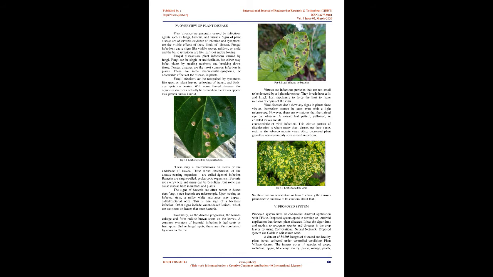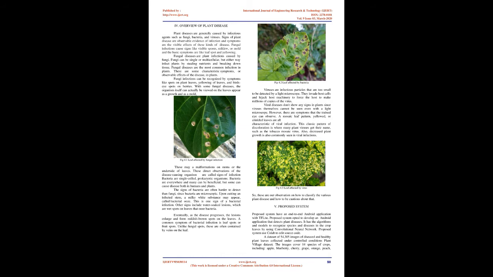Overview of plant disease. Plant diseases are generally caused by infectious agents such as fungi, bacteria, and viruses. Signs of plant disease are observable evidence of infection, and symptoms are the visible effects of these kinds of disease. Fungal infections cause signs like visible spores, mildew, or mold, and the basic symptoms are like leaf spot and yellowing. Fungal diseases are plant infections caused by fungi. Fungi can be single or multicellular, but either way infect plants by stealing nutrients and breaking down tissue. Fungal diseases are the most common infection in plants.